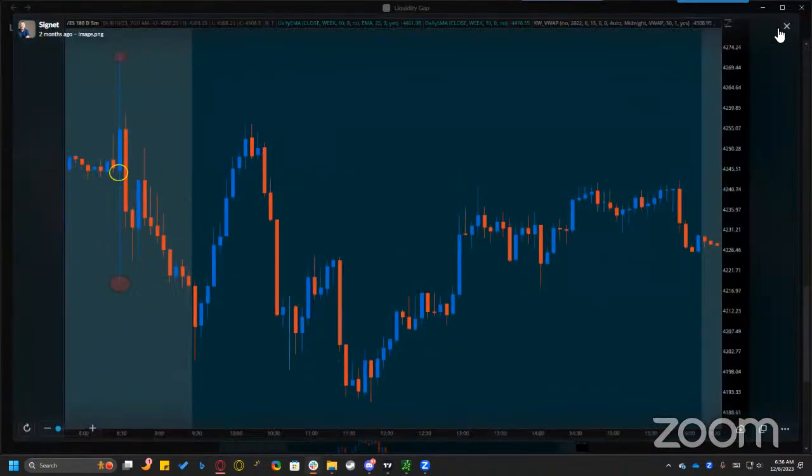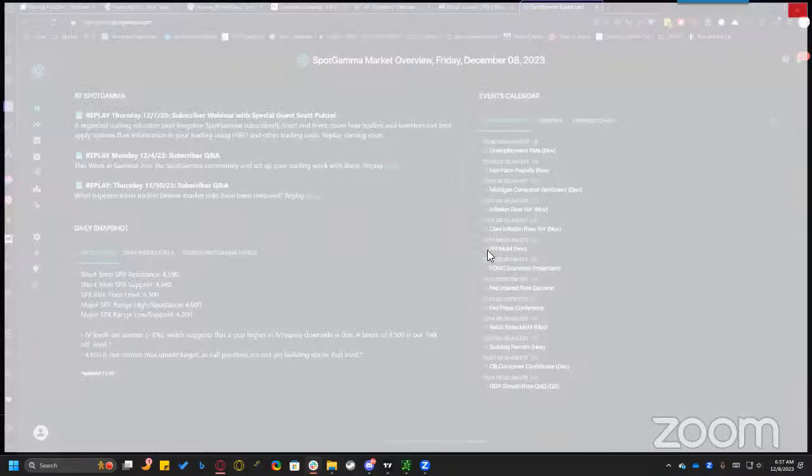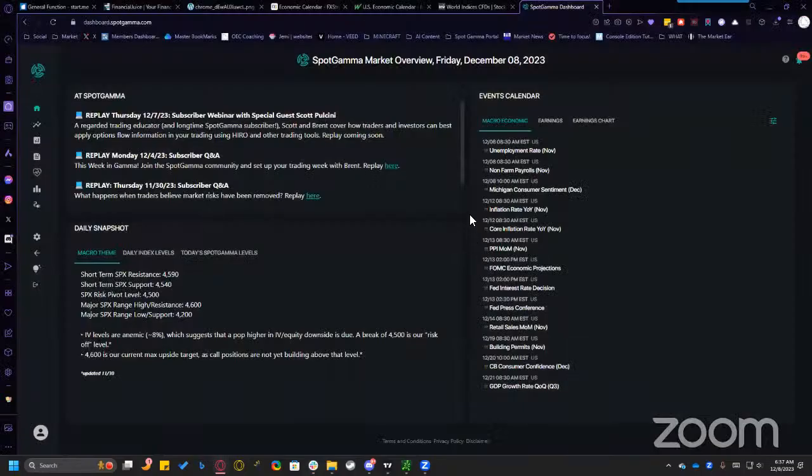So that's the idea. We want a single directional push up or down. I don't care. But we don't want big wicks on each side, and we don't want it to close anywhere near where the starting point was, and we don't want to cross back through that starting point. We get this opportunity 3 times a month: CPI, PPI, and non-farm payrolls.